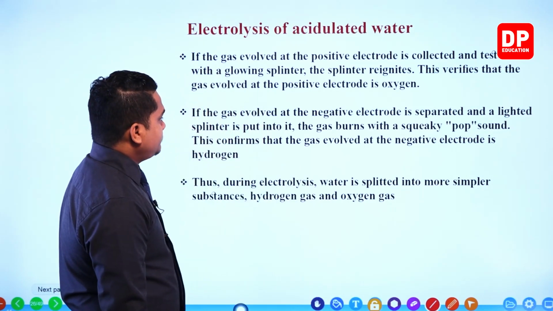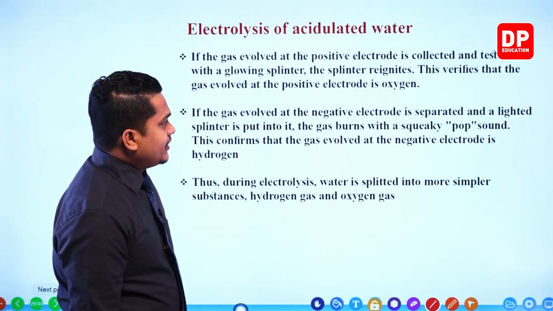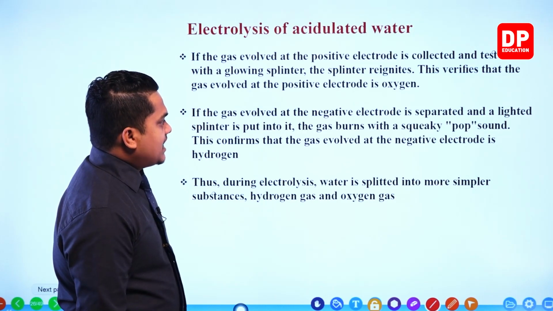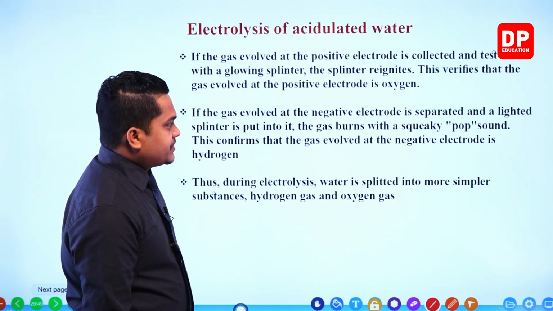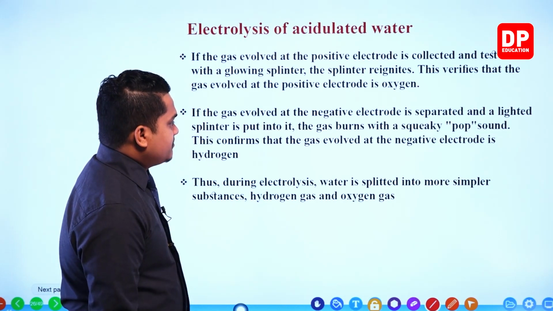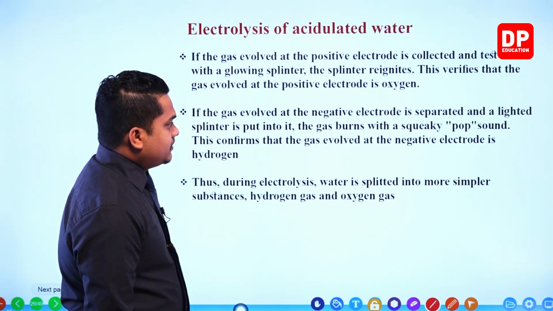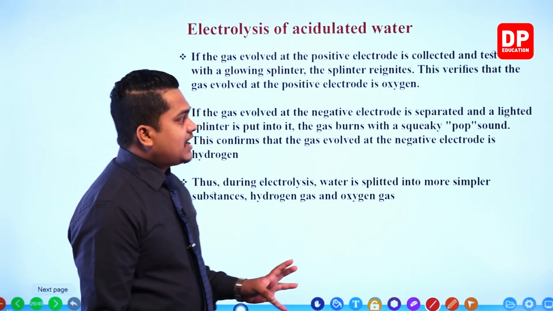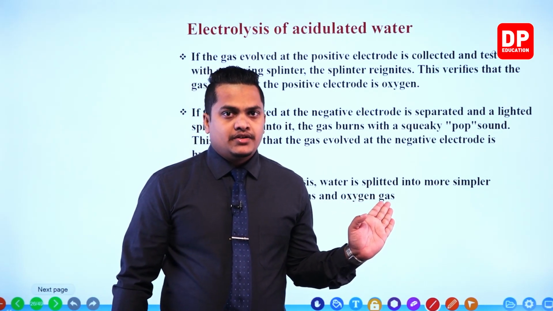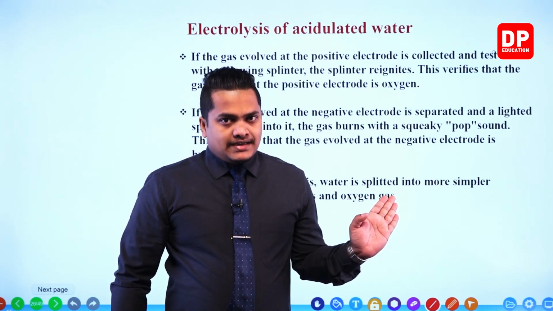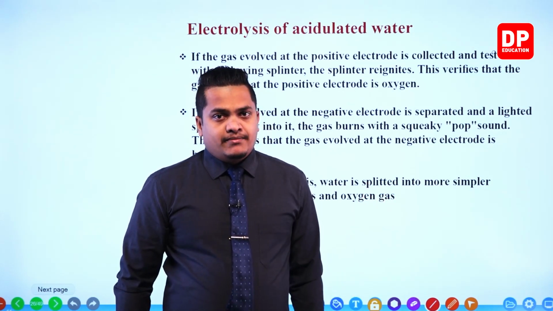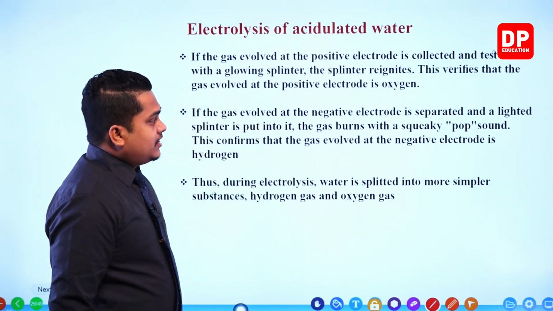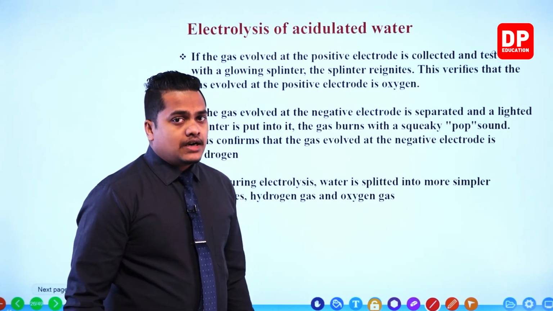Then the next one: if the gas evolved at the negative electrode is separated and a lighted splinter is put into it, the gas burns with a squeaky pop sound. This confirms that the gas evolved at the negative electrode is hydrogen. So it is giving out a pop sound. We carried out that experiment. You could clearly observe that the splinter is giving out a pop sound, and also the flame of the splinter is put off. So it confirms that the negative terminal contains hydrogen gas.